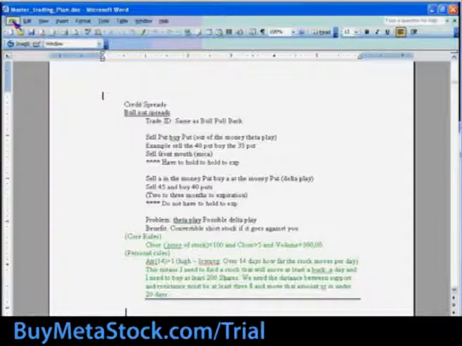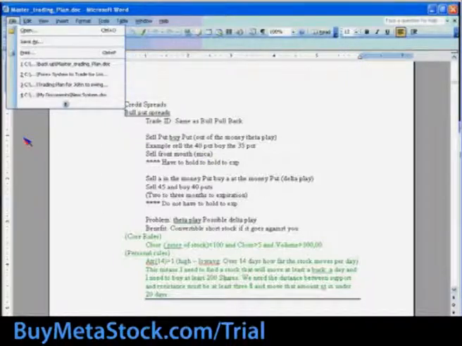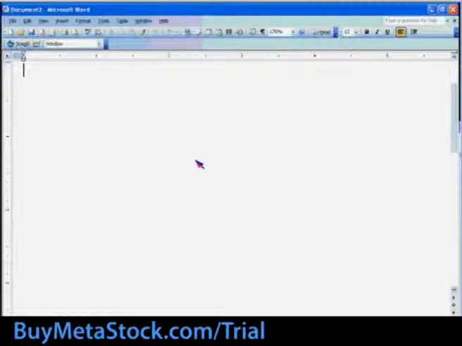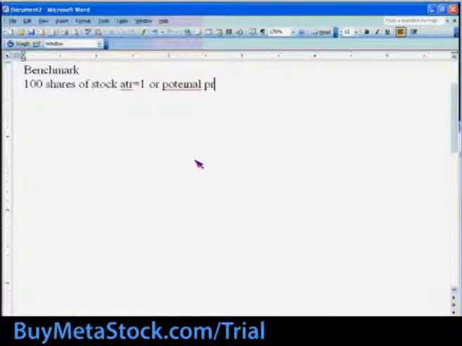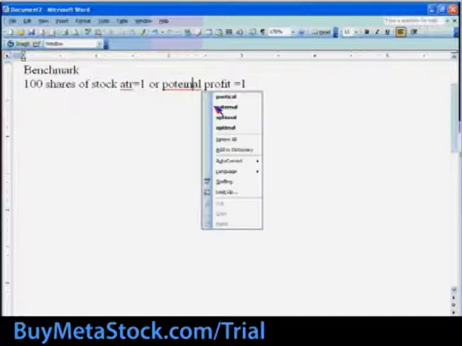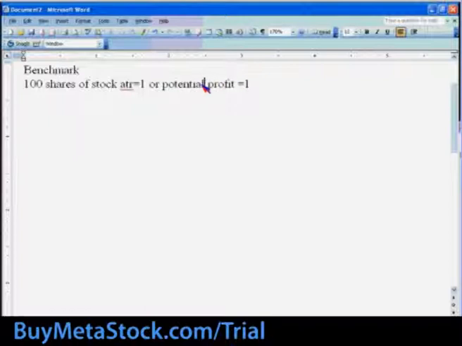I need to bring up something and articulate something to you. For the option traders in here, they're going to like what I'm showing you. For the non-option traders, you're not going to understand this really. Start of it, you will. Benchmark. Okay? We're going to say that I have 100 shares of stock, ATR of 1, ATR equals 1, or potential profit equals $1. Okay, potential profit of $100.